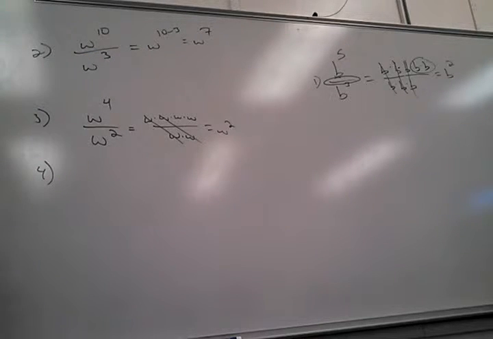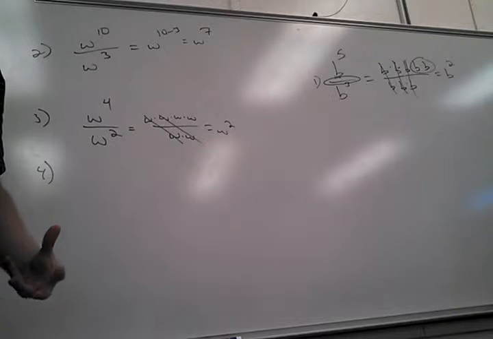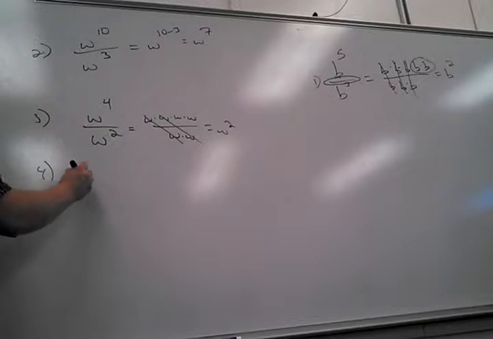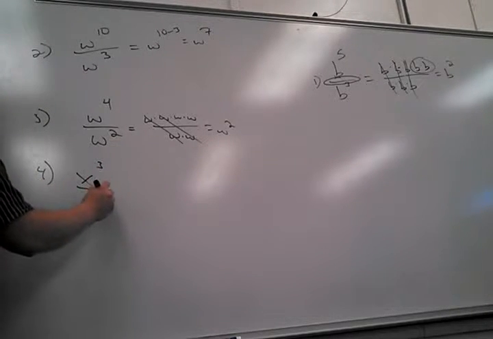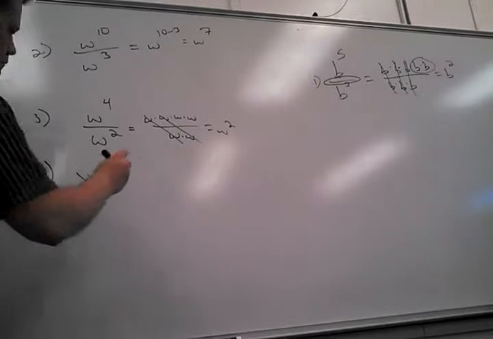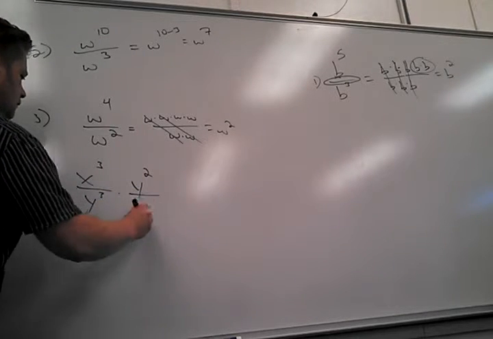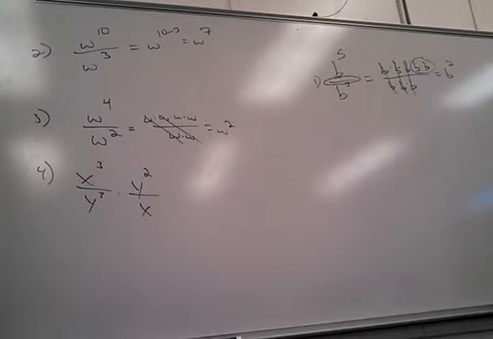What's x cubed mean? 3 x's. Good. x times x times x. y cubed? 3 y's. y times y times y. Got it. y squared? 2 y's. y times y. And x is just x.